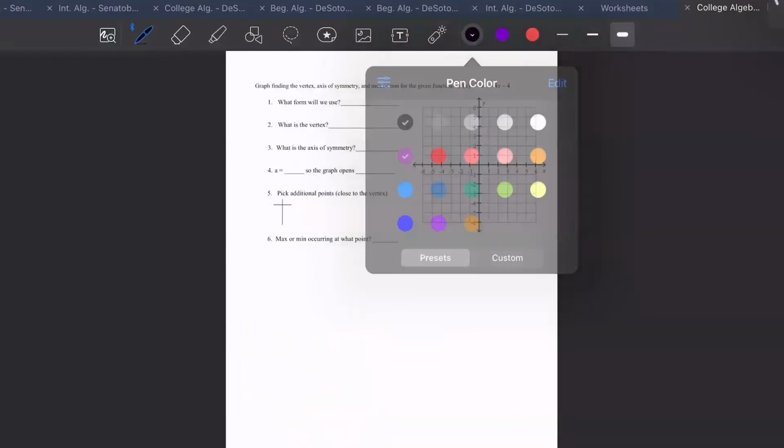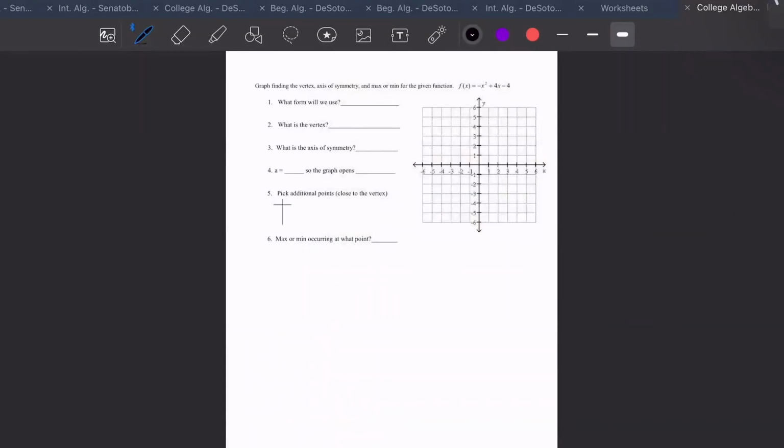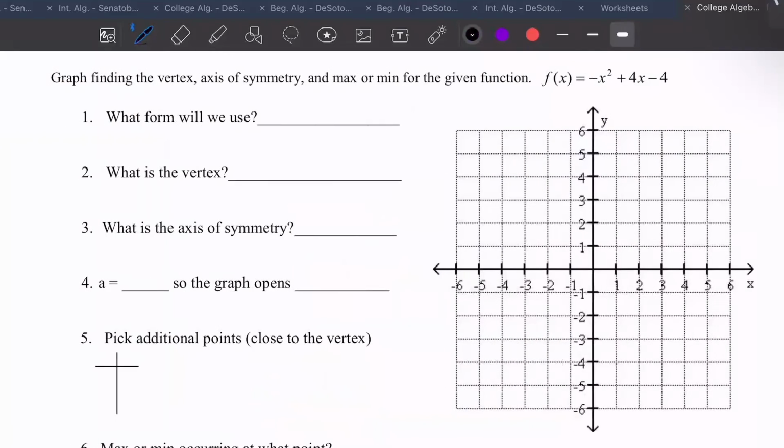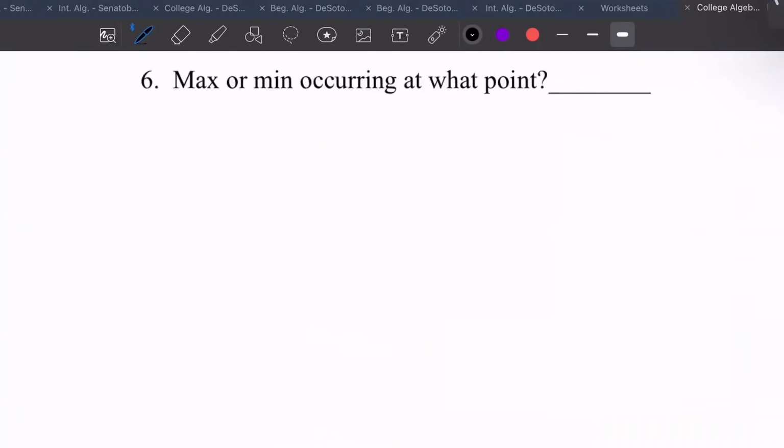All right, let's do another one. Same questions that we're asking ourselves. What form are we going to use? That's an easy question. ABC form. What is the vertex? Okay.